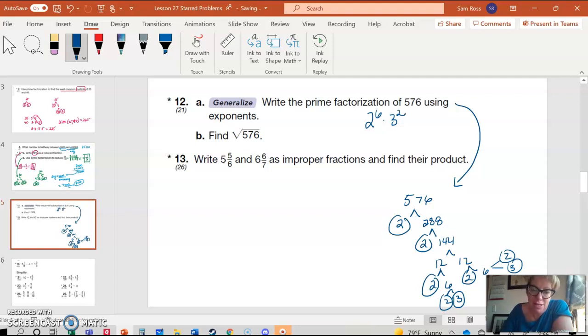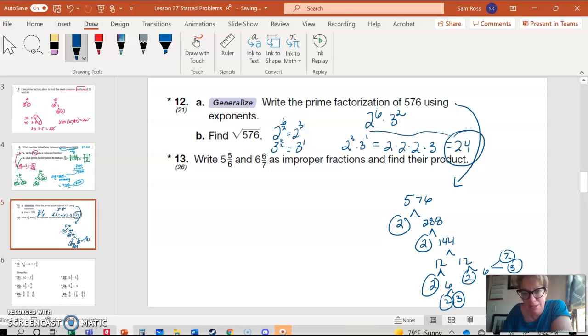Now, to find the square root of this, I just have to divide. So 2 to the 6 divided by 2 is 2 to the 3. And then 3 to the 2 divided by 2 is 3 to the 1. So I have 2 to the 3 times 3 to the 1, which is 2 times 2 times 2 times 3. 2 times 2 is 4, times 2 is 8, times 3 is 24. That is the square root of this guy.